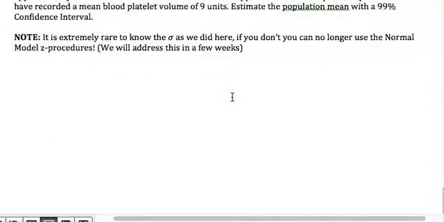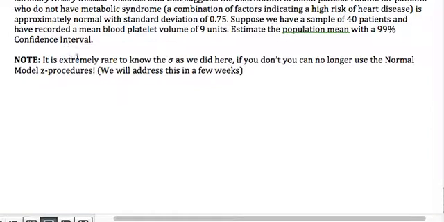So I had a little note here. I said it is actually extremely rare to know the sigma as we did here, in other words, that 0.75 number, but we'll learn how to deal with that in the next chapter, okay? If you don't, you can no longer use the Z procedures that we've been using. So this problem is one where you do know it, and in your homework problems, you know it as well. So we'll address this in probably not a few weeks, 1 or 2 weeks, I think.